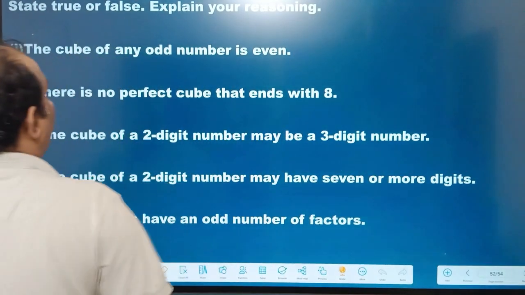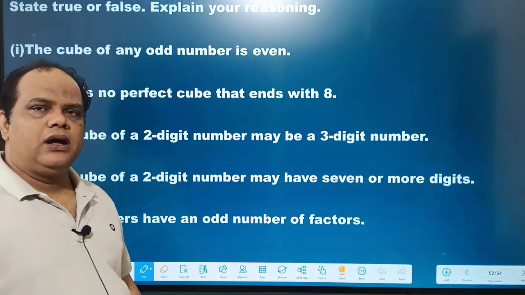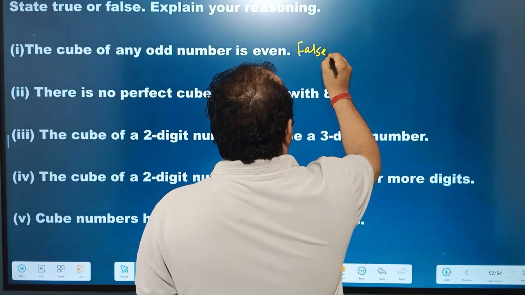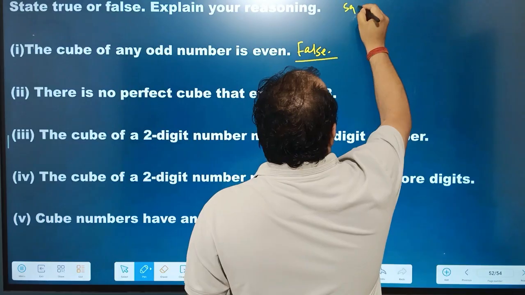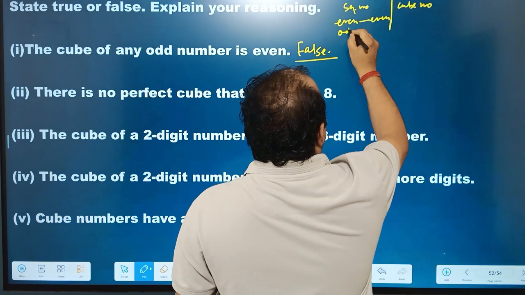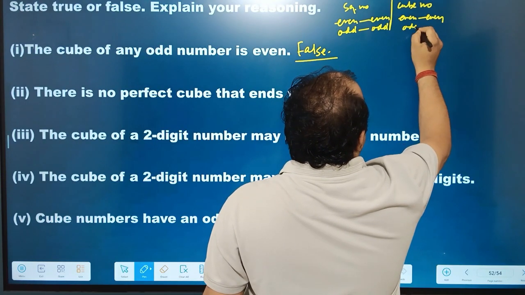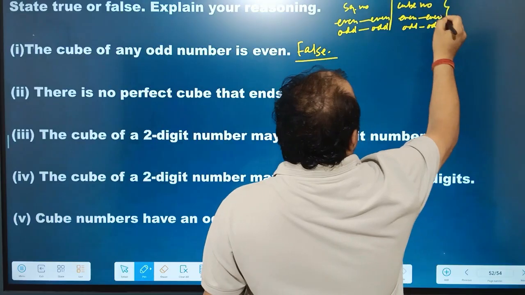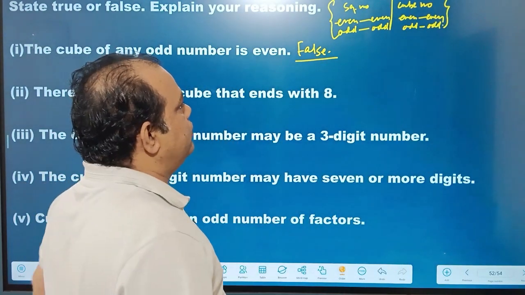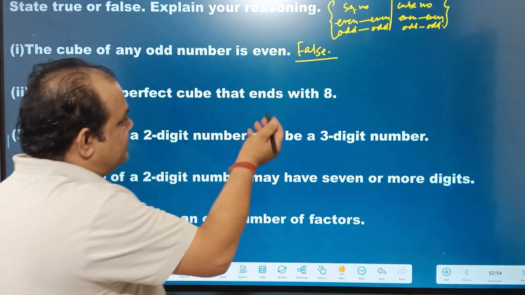Next, state true or false, explain your reasoning. The cube of any odd number is even. Is the cube of any odd number even? It's not, right? This is false. We studied this: whether it is a square number or a cube number, the square of an even is even, the square of an odd is odd. Same way here, the cube of an even is even and the cube of an odd is odd. We saw this. If you don't remember, go back to the previous videos. This was discussed on the basis of the parity of numbers. You can also give some examples.